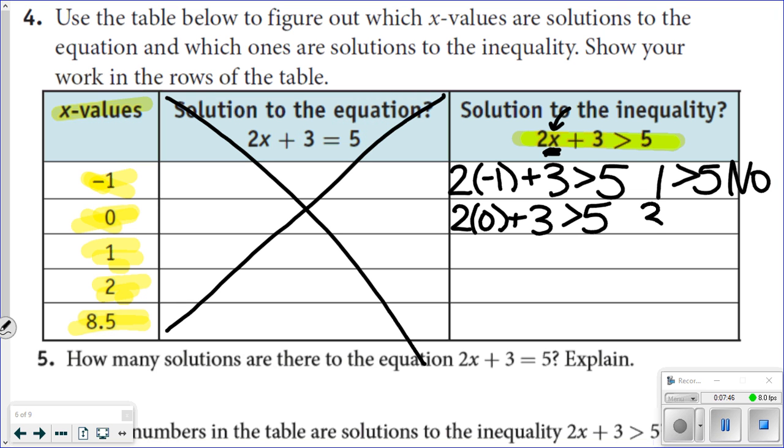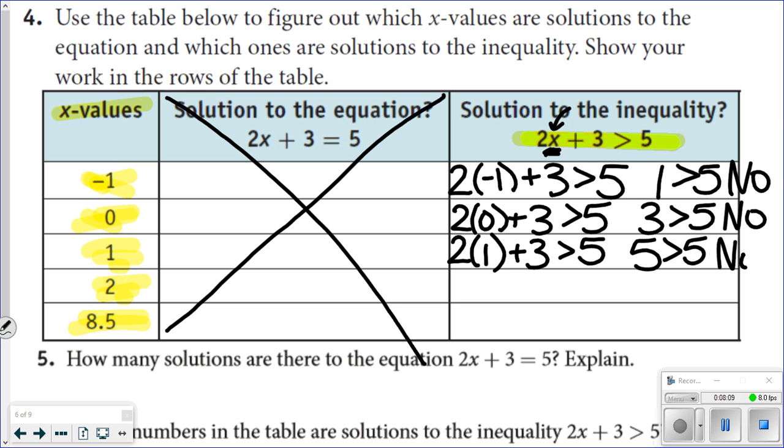We get 3. Is that greater than 5? No. So 0 is not a solution or an answer. It's a false statement. So let's plug in 1. 2 times 1 plus 3 is 5. Is 5 greater than 5? No again.